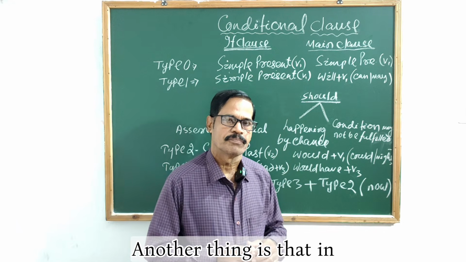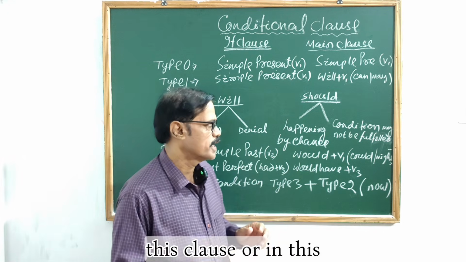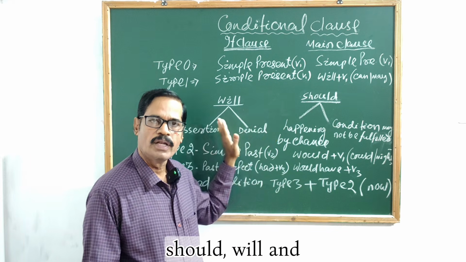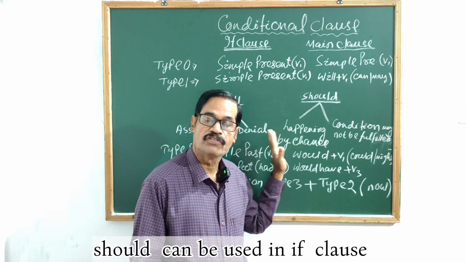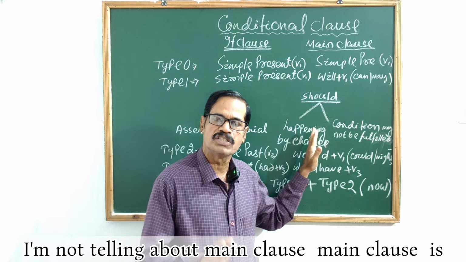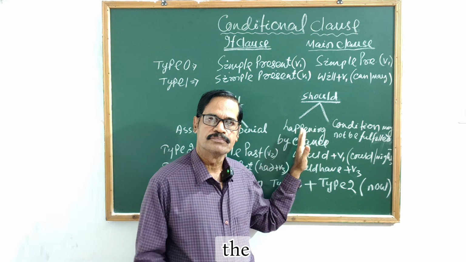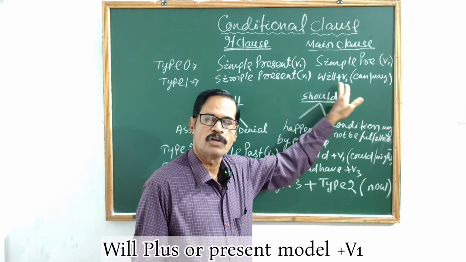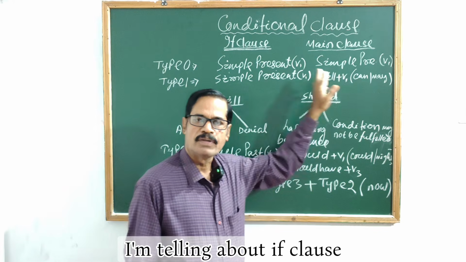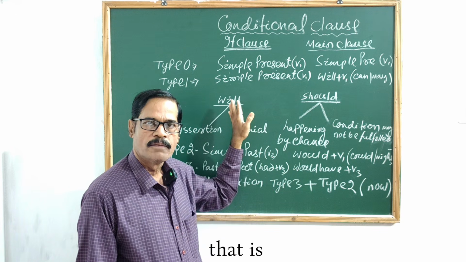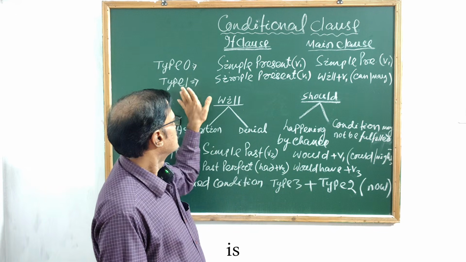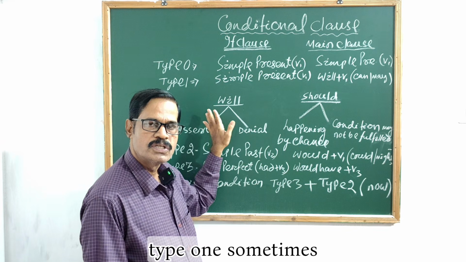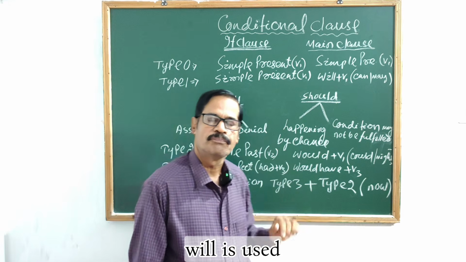Another thing is that in this type, that is type 1, will and should can be used in if clause. I am not telling about main clause. Main clause is always same, will plus V1. The structure of main clause is always same, that is will plus or present modal plus V1. I am telling about the if clause of type 1. In the if clause of type 1, sometimes will and should can be used.